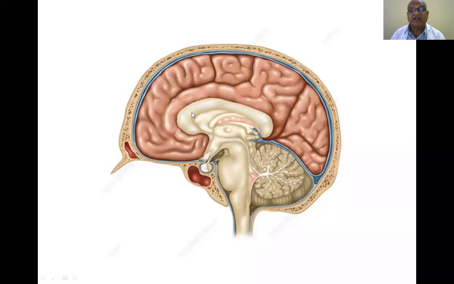This part is called the anterior cranial fossa. This part is called the middle cranial fossa. Like that, this is the posterior cranial fossa. So in the posterior cranial fossa, the cerebellum is present below the tentorium cerebelli.